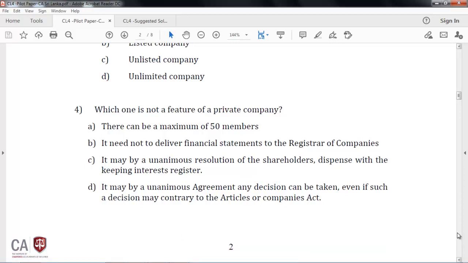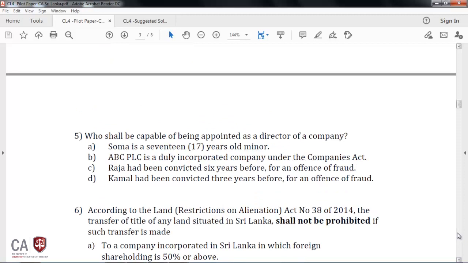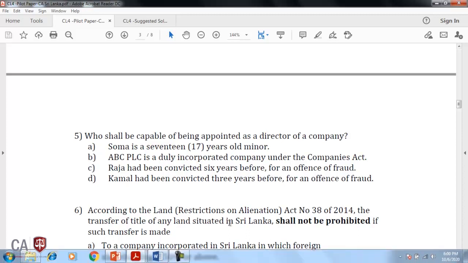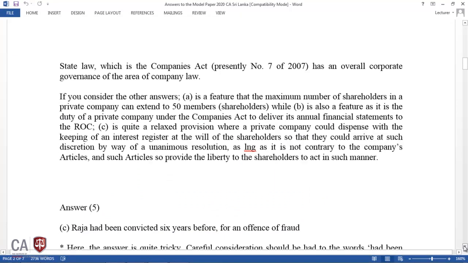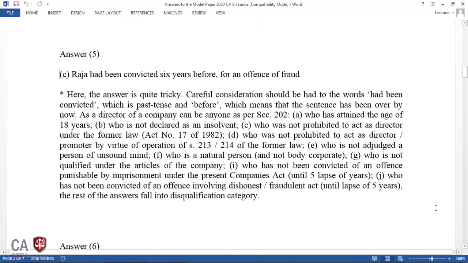Then going to question number 5. Who shall be capable of being appointed as a director of a company? You may remember in my lectures, I dealt with the qualification and disqualification of directors. There I gave a huge, exhaustive list of disqualifications and qualifications of a director of a company. Now, if you go to that particular section we did, I have here illustrated that first of all, here the answer is quite tricky, right? So before I go to the answer, let me clarify this area, section 202.